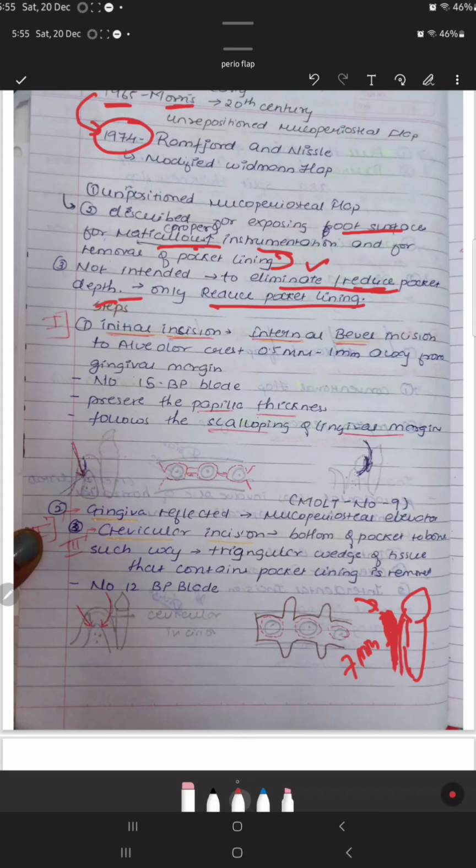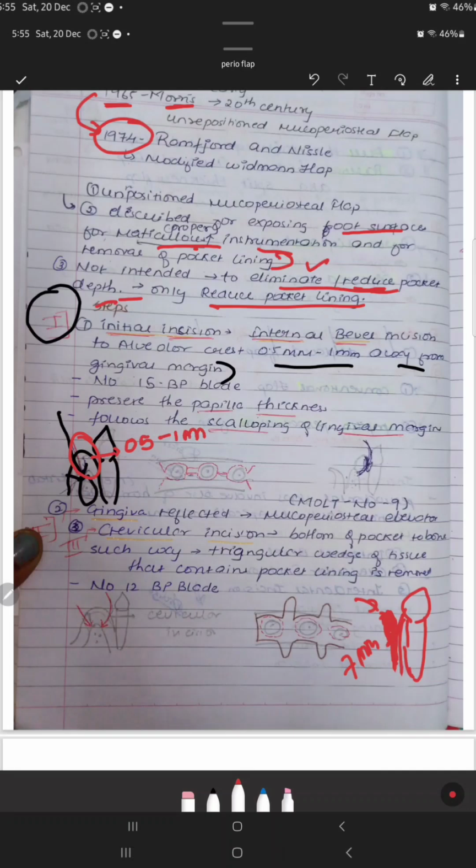This is 0.5 to 1 mm away from the gingiva. With the help of a number 15 BP blade, it preserves the papilla thickness and follows the scalloping of the gingival margins. For example, this is a side view of a single tooth. If these three teeth are involved, this is the way it is given. It follows the scalloping of the tooth, that is the gingival margin.